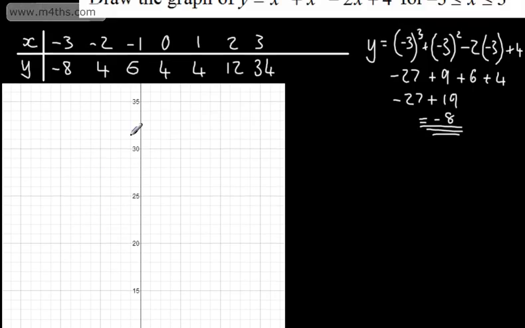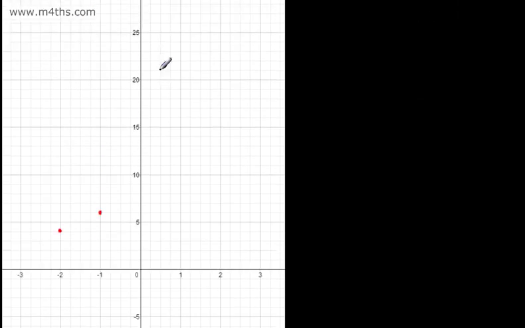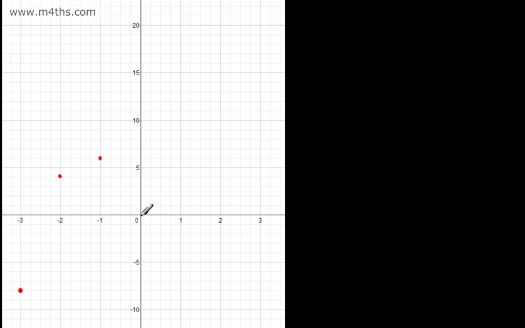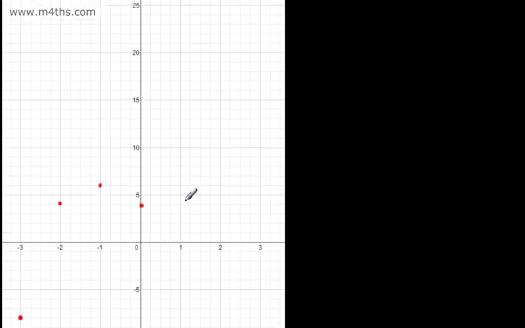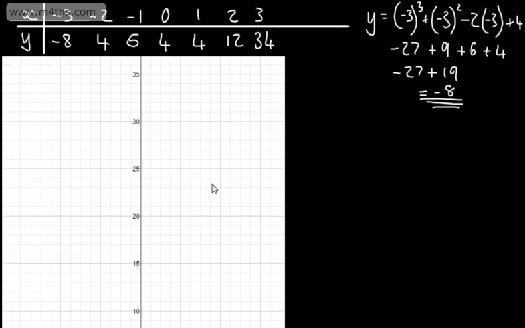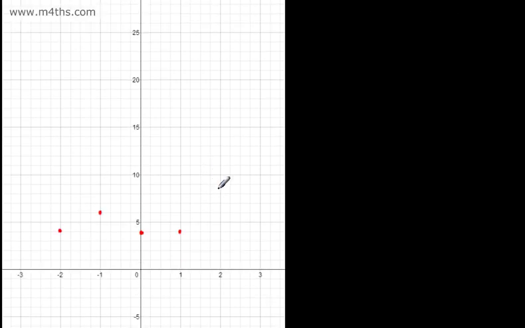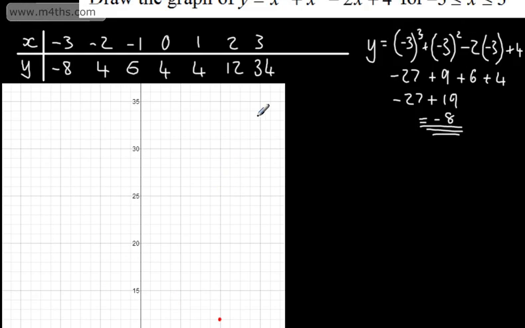We've then got the next one, which is going to be 0, 4, which is going to be just here, so x is 0. We've got y is equal to 4. We then have now the next one, which is 1, 4, which is going to be just here. So we're going to have 1, 4, which will be there. Then we have 2, 12 and 3, 34. So 2, 12, which is going to be just there. And then we have 3, 34, which is going to be just here.